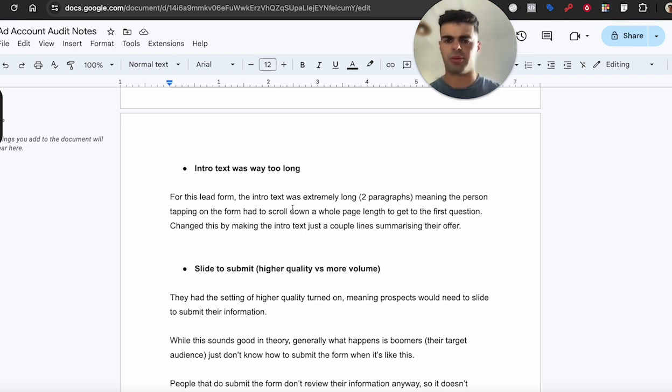The lead form for some reason had two paragraphs of text right underneath the headline intro, which basically meant that the person had to scroll an entire page length just to get down to the first question on the page, which is not what you want. You want to make it very clear that they clicked on the form and they're filling out their information, and you don't want to distract them with a whole bunch of text, especially when you're talking to older people, because they might not understand that they need to scroll down to get to the questions where they can fill out and claim whatever you're offering.